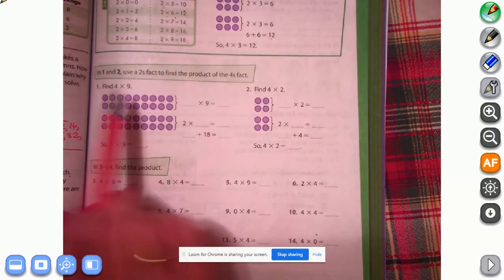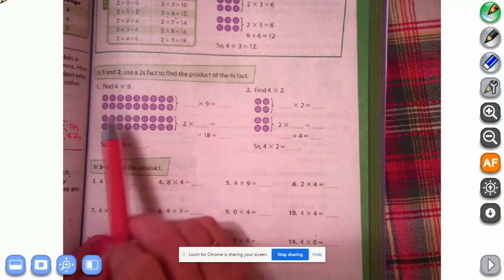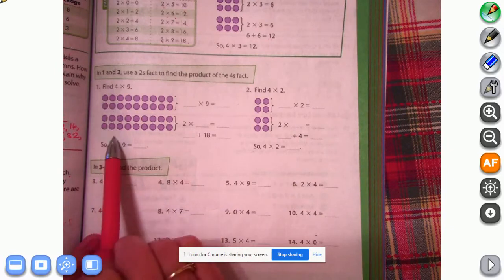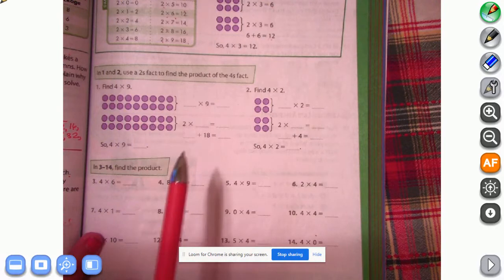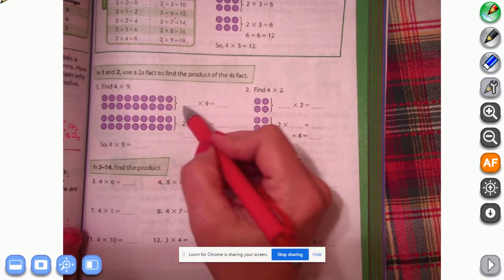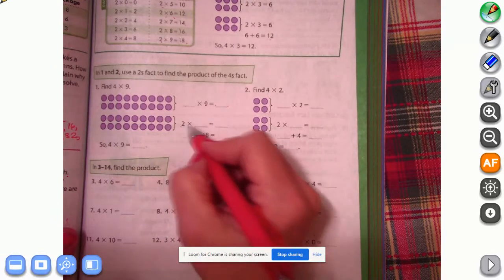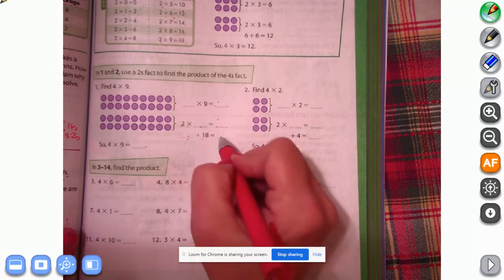So use 2 facts to find the product of the 4's facts. Okay, we're going to be writing these in 2 times something. So we have 1, 2, 3, 4 times 1, 2, 3, 4, 5, 6, 7, 8, 9. Okay, so the problem is blank times 9 equals blank. 2 times blank equals blank. This number plus this number equals that number.